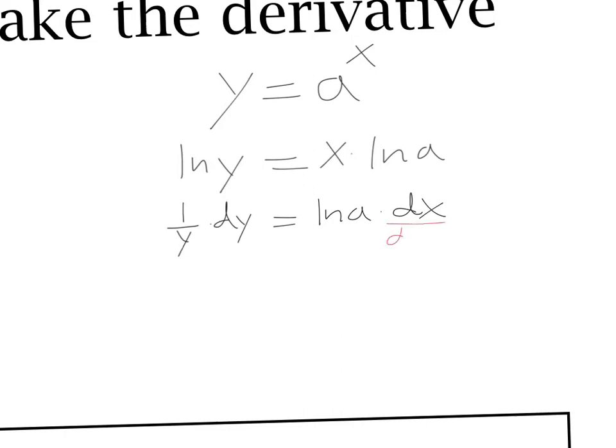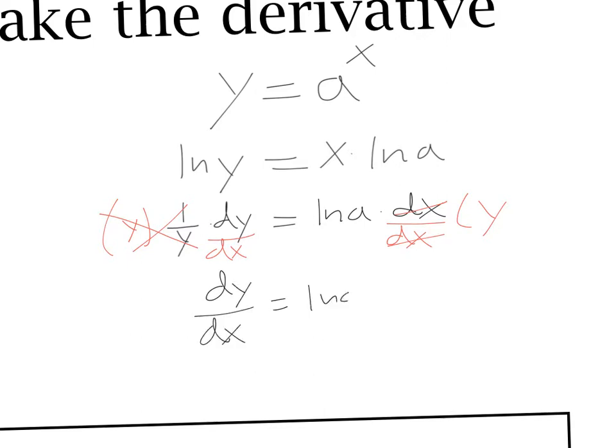Now, I'm going to divide the dx on both sides so that that cancels. I'm also going to multiply y on both sides so that that cancels. And so I'm left with dy over dx equals the natural log of a times, should have completed my parentheses here, times y.